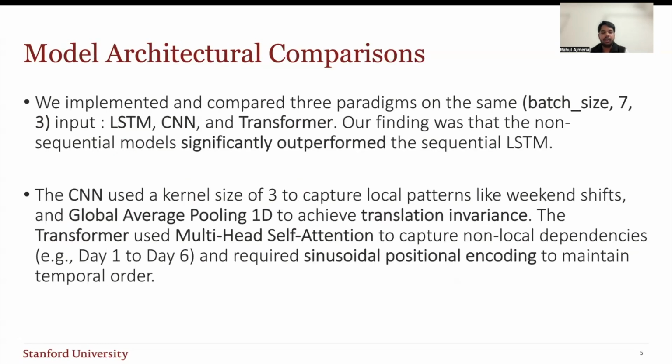We systematically compared three model architectures: an LSTM for sequential processing with gradient clipping, a convolutional neural network with 3-day kernels for local patterns, and a transformer model with multi-headed attention for global dependencies.